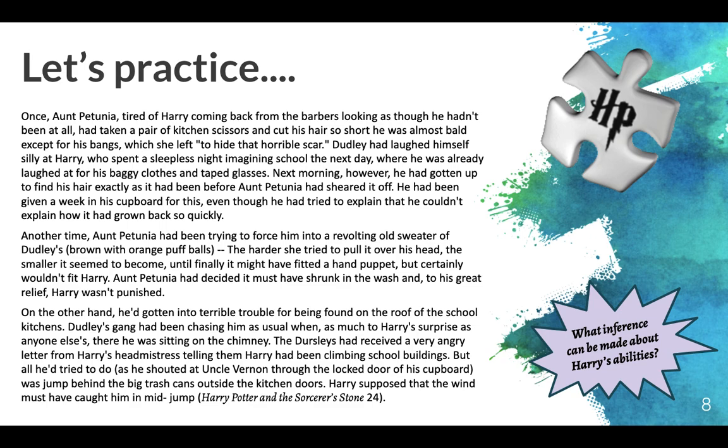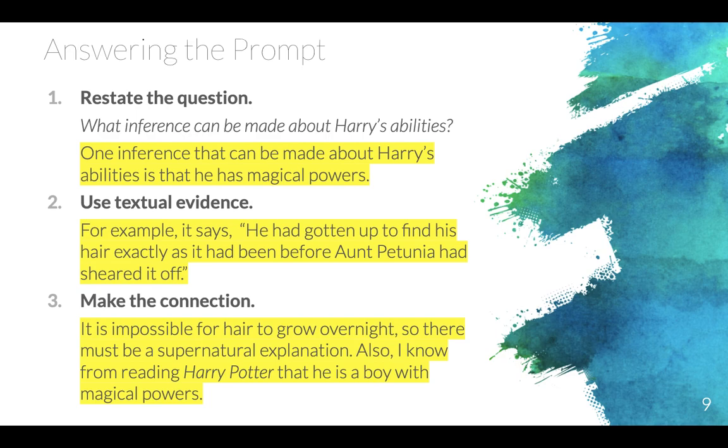Okay, so before we make our inference about Harry's abilities, we need to know there's basically 3 steps to doing this. If you were to take a test and were asked to complete what's called a constructed response, basically a response that's going to be more than one sentence, it's going to ask you to pull details from a passage, there's a formula to that. So if we look at this, when you answer a prompt, you're going to have these 3 steps. You're going to restate the question. So in this case, what inference can be made about Harry's abilities?